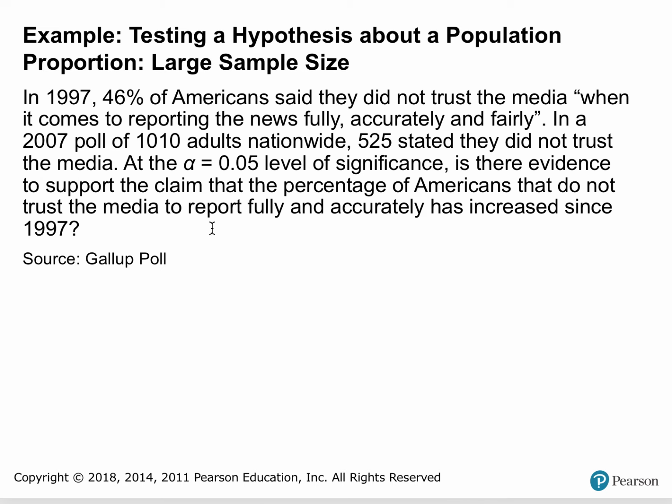In 1997, 46% of Americans said they did not trust the media when it comes to reporting the news fully, accurately, and fairly. In a 2007 poll of 1,010 adults nationwide, 525 stated they did not trust the media. At the alpha equals 0.05, 5% level of significance, is there evidence to support the claim that the percentage of Americans that do not trust the media to report fully and accurately has increased since 1997?